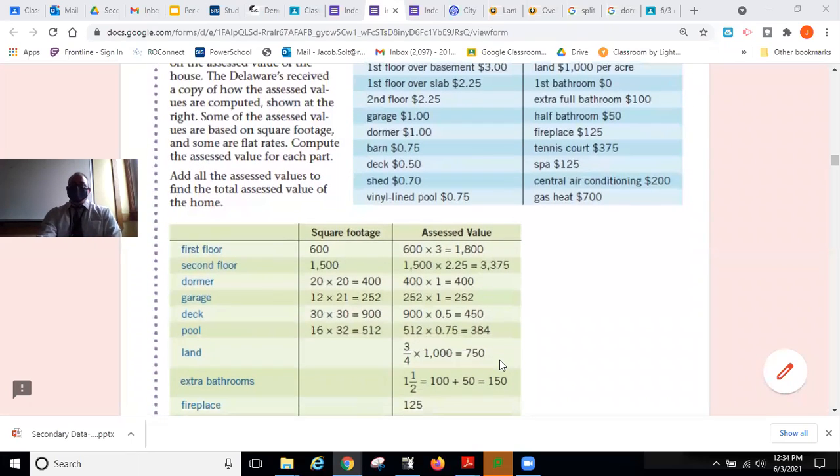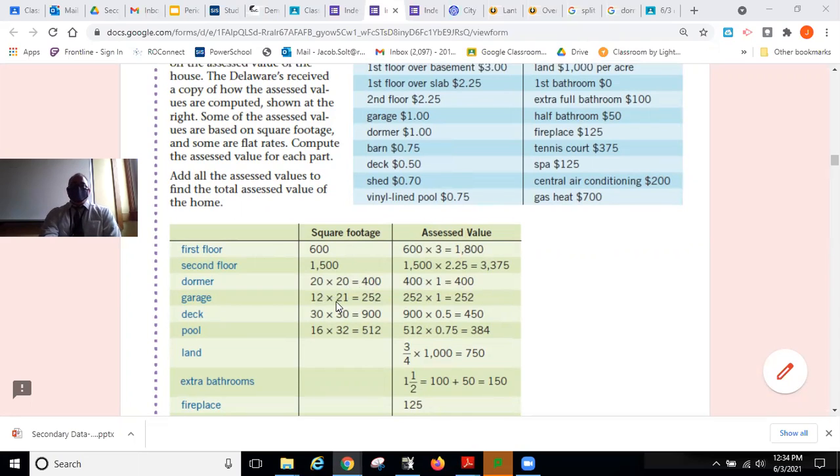But wait, we're not done. This is all going to add up at the end. They have a 20 by 20 foot dormer, right? That's 400 square foot of dormer. The dormer gets charged at $1 per square foot. So that's $400 taxes on the dormer.